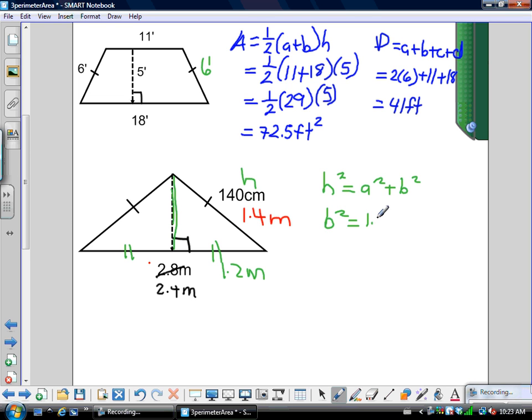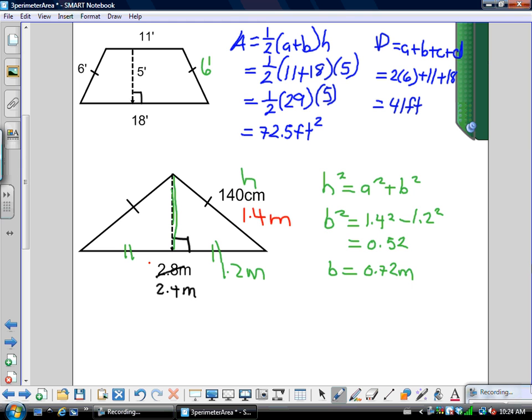So we have 1.4 squared. I know the hypotenuse, so that's why I'm subtracting. And again, if we take our calculator and calculate that, we end up with 0.52. However, that is b squared. I need b, so I need to take the square root of that number. So I end up with 0.72 meters.